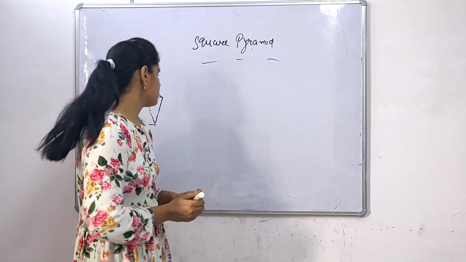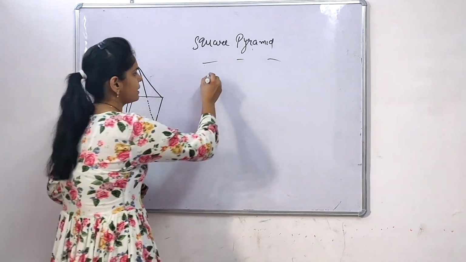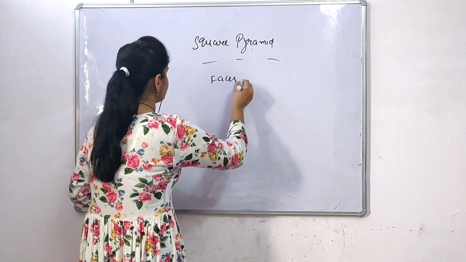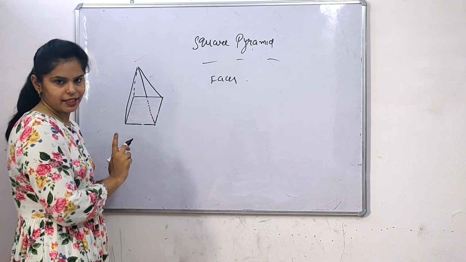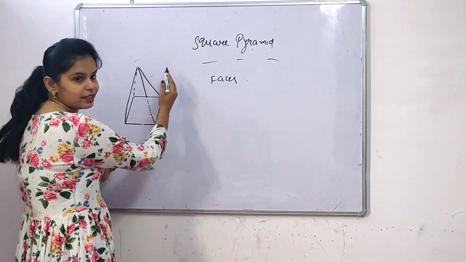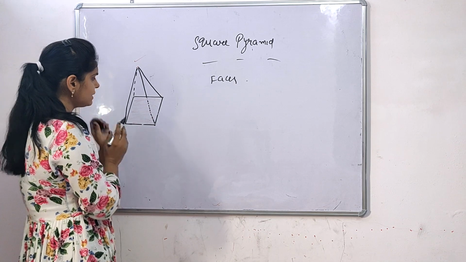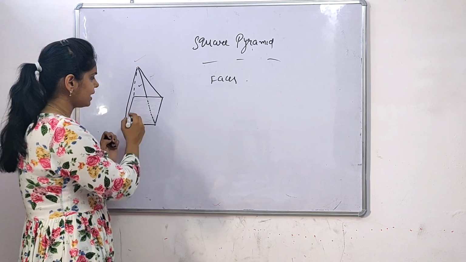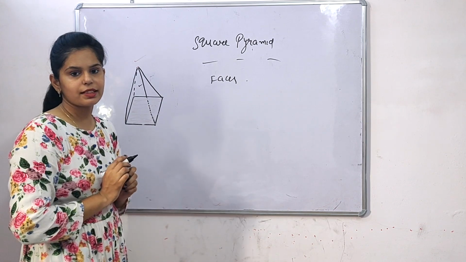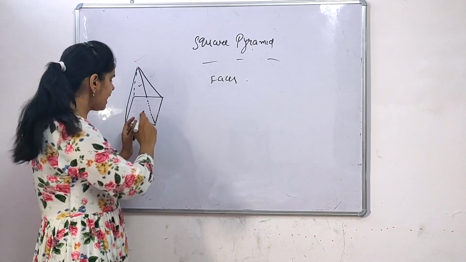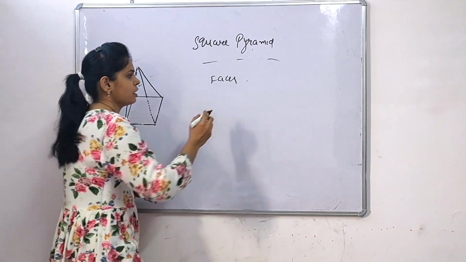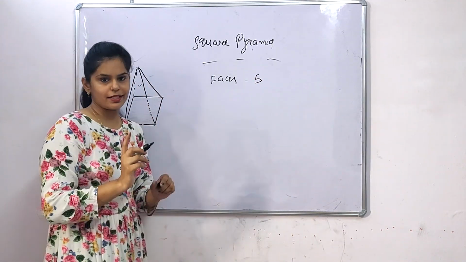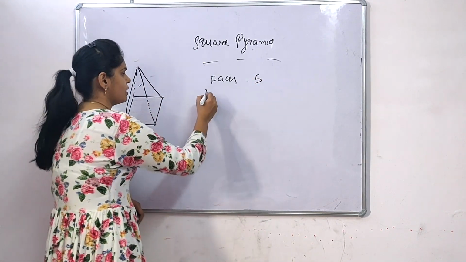So let's count. Firstly, how many faces are here? Faces. One is this square base, one is this triangle at left, one triangle is at right, one is at back and one is at front. So how many faces are there? 4 triangles and one is this square base. So 5 faces are here.